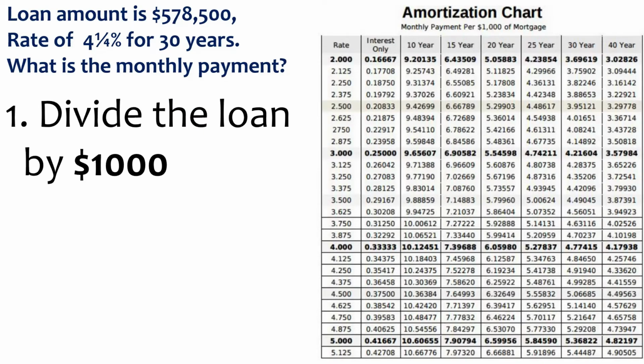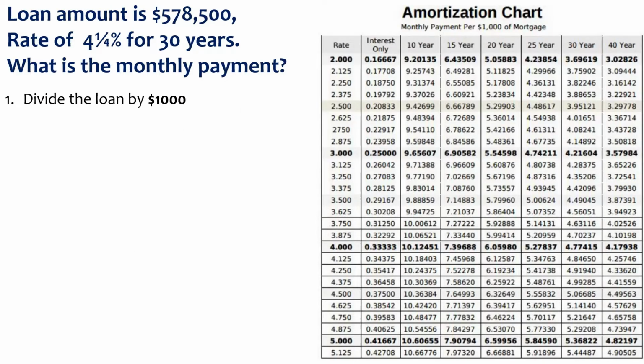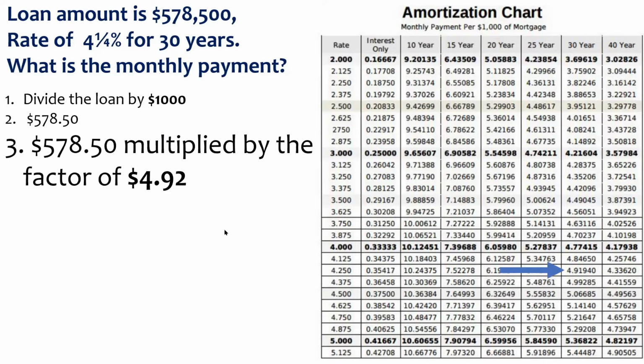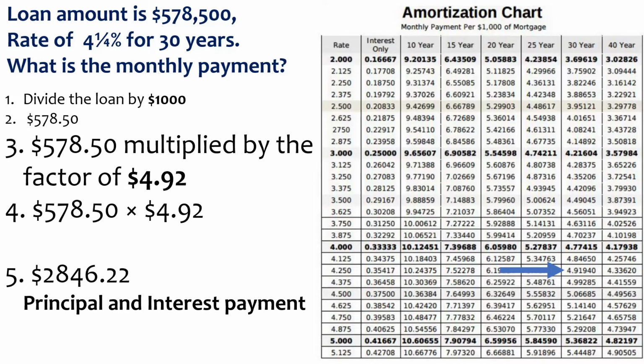Divide the loan by 1,000. That's what I get. And then I am going to multiply that by the corresponding number. What is the corresponding number, or the factor? I will look for 4.25% under rate. And then I'm going to go towards the right and match it up with the amount of years, which is 30 years. I found it to be $4.92. That's what I'm going to multiply by that 578.50. This is my principal and interest. We're not here including taxes because that's going to be property based, and we're not also including the insurance as well. Just on principal, what I borrowed and the interest, this is my final payment.